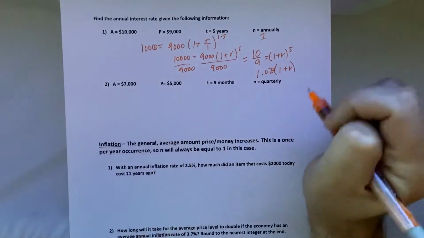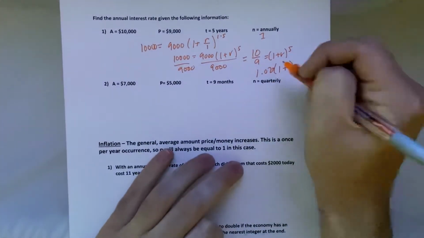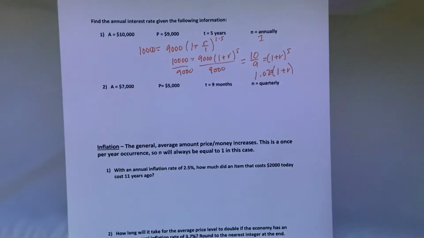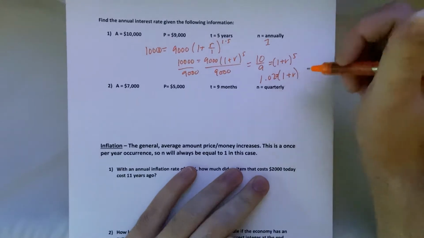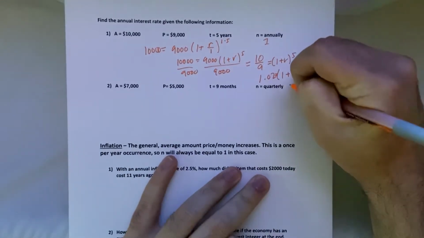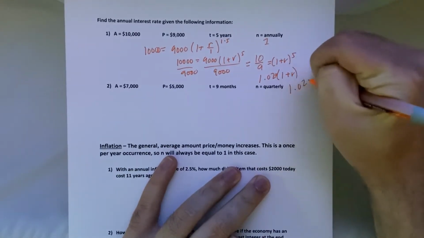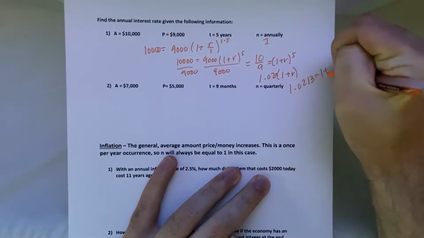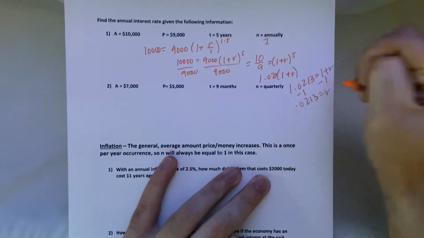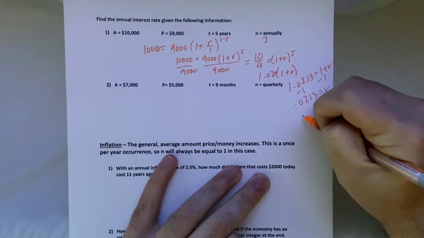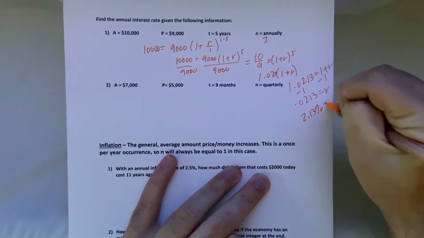1.02, we need to go really about 4 decimal places, so don't round to 2 decimal places if you're doing this, because remember, when we turn it into a percent, it's going to get 2 more decimal places after that, so I would always go 4 decimal places. So 1.0213 equals 1 plus R, subtract the 1, so 0.0213 is R. Turning that into a percent is 2.13% is R.